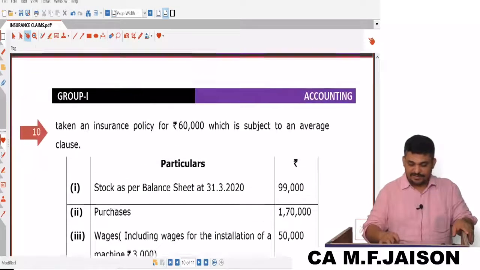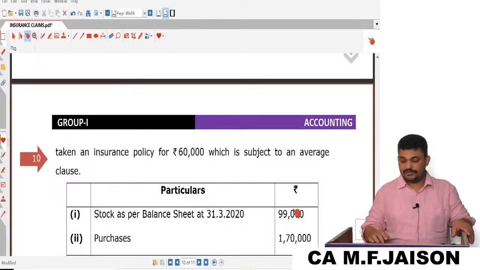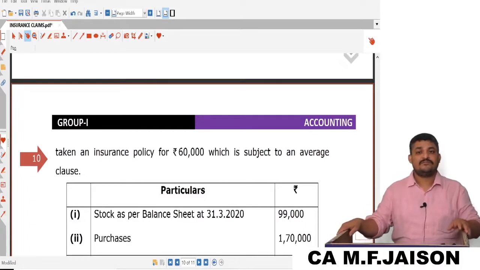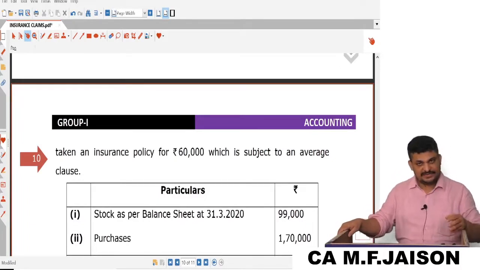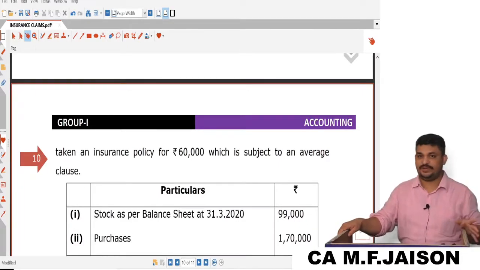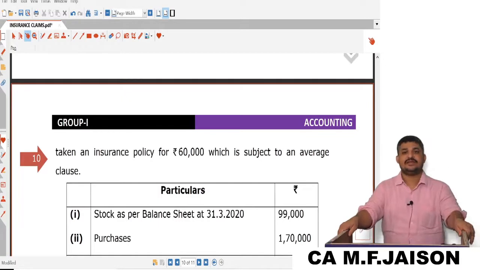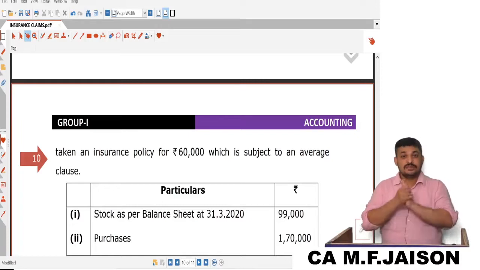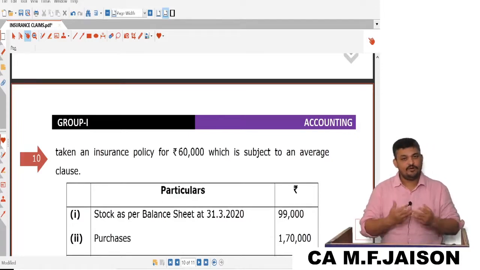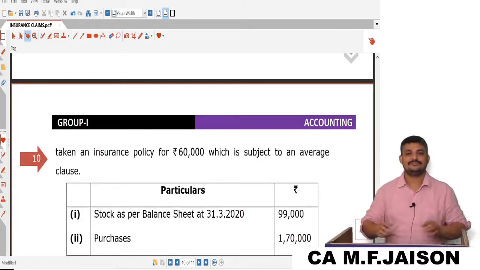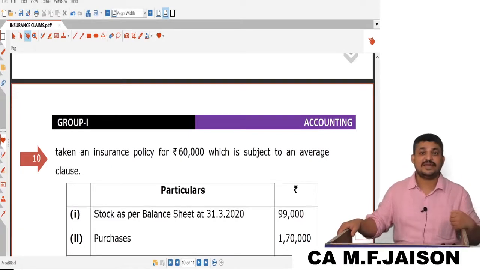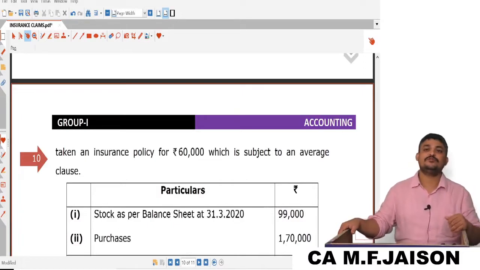Total closing stock given in the question is 99,000. The closing stock of the previous year, 99,000, includes abnormal goods of 4,000. In the previous year, they have already reduced 1,000 rupees. They have included abnormal goods at the reduced price, not the original cost. But 99,000 includes abnormal goods at 4,000. So what is the normal goods? 95,000. 99,000 is the total goods, 4,000 is the abnormal goods.